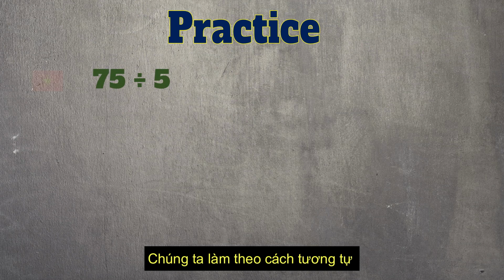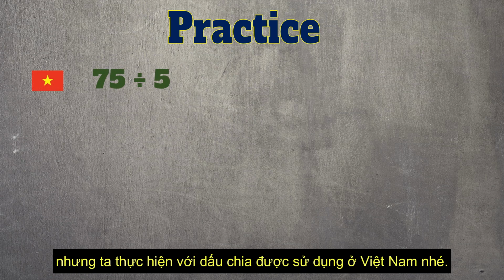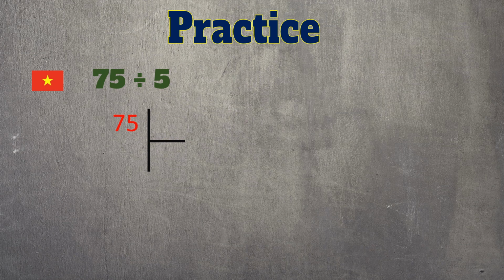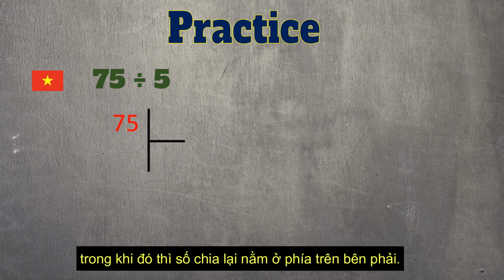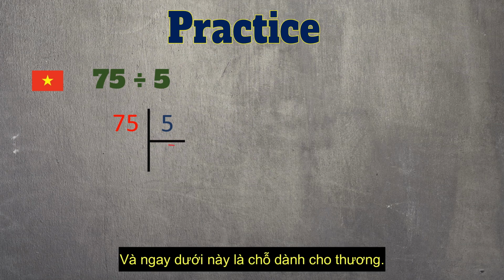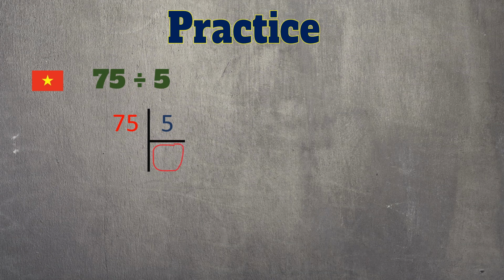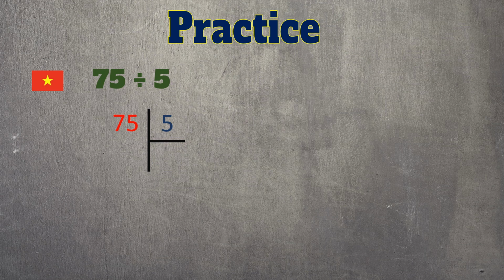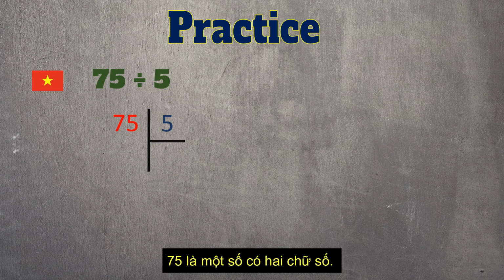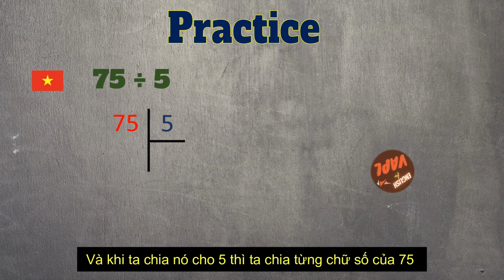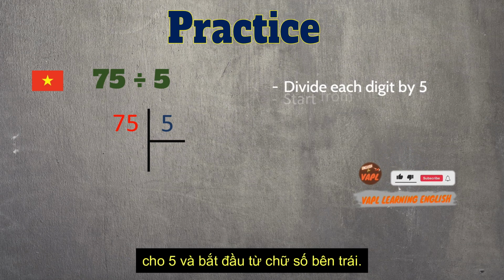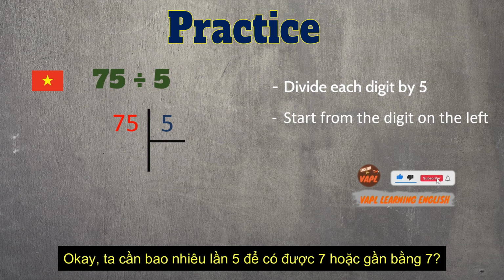We do the same way, but we calculate with a symbol used in Vietnam. The dividend 75 will be on the top left of the symbol, while the divisor will be on the top right. And down here is the place for the quotient. And this division will be a little bit trickier for you. 75 is a 2-digit number, and when we divide it by 5, we divide each digit of 75 by 5 and we start from the digit on the left. Okay, how many 5 can make 7 or almost 7?